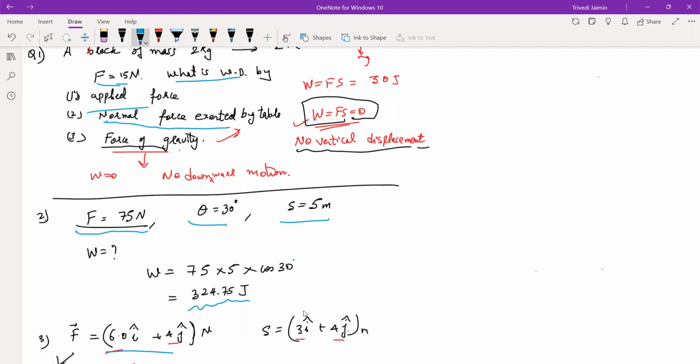Force is given as 6i cap plus 4j cap Newton, and displacement is 3i cap plus 4j cap meters. Calculate the work done.